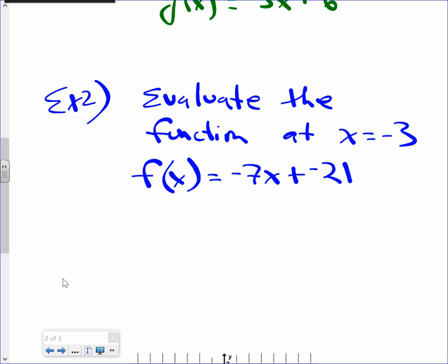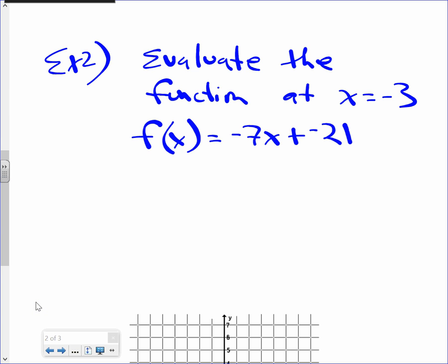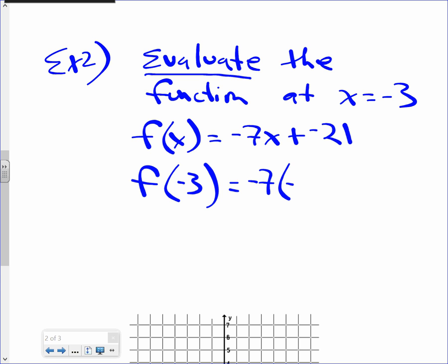All right. X represents an input. We're going to put the input of -3 into this function and figure out what the output is. Watch. It's almost identical to warm-up. So I'm going to figure out what this function's value is. Let's look at evaluate, figure out the value of it. When the input is -3, write this down with me now. The function at -3, look at this. Wherever I see x, I'm replacing with -3. Is -7 times -3 plus -21.